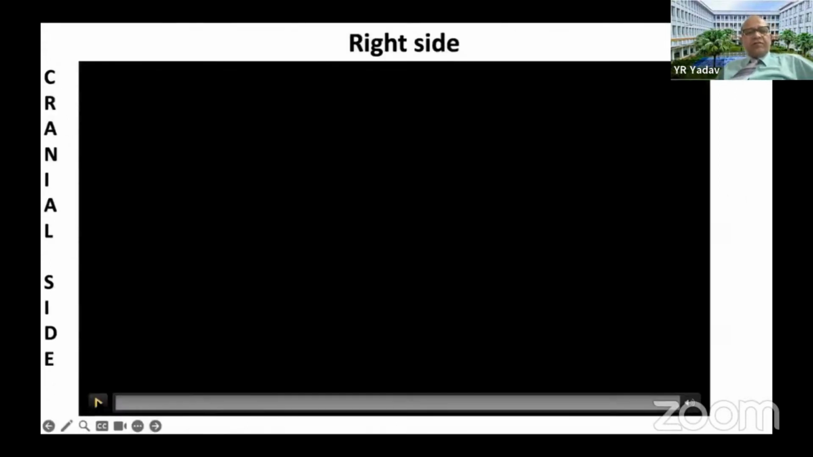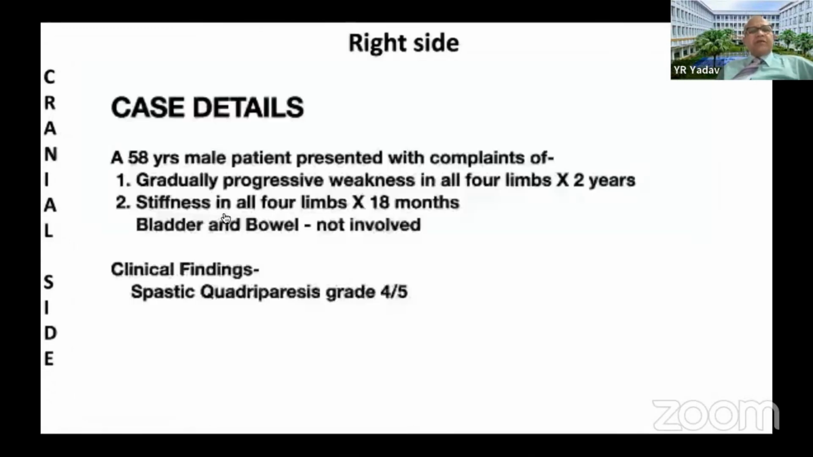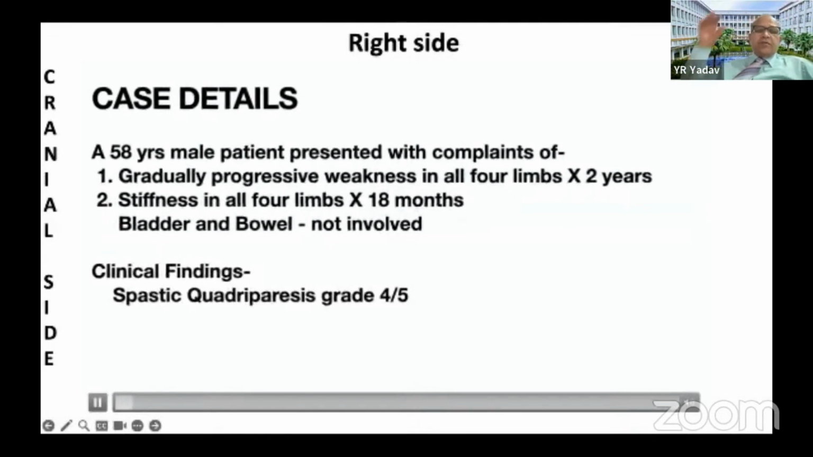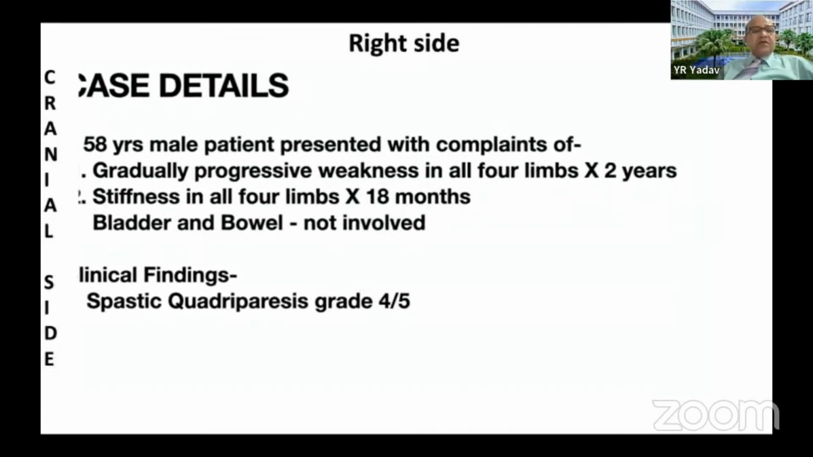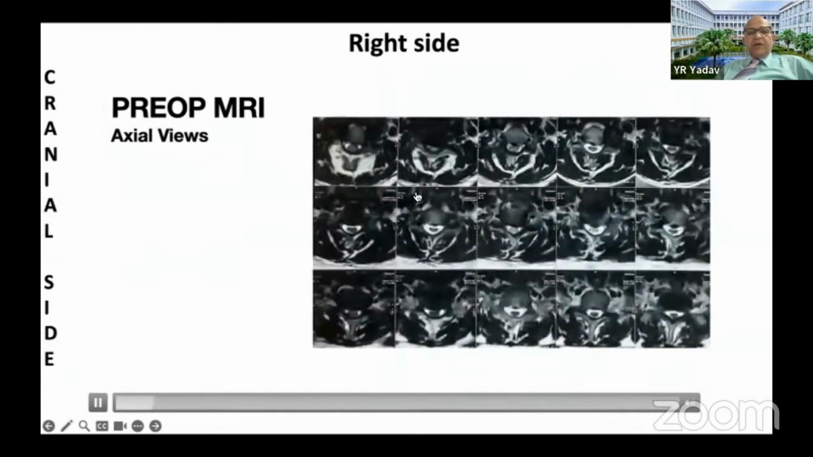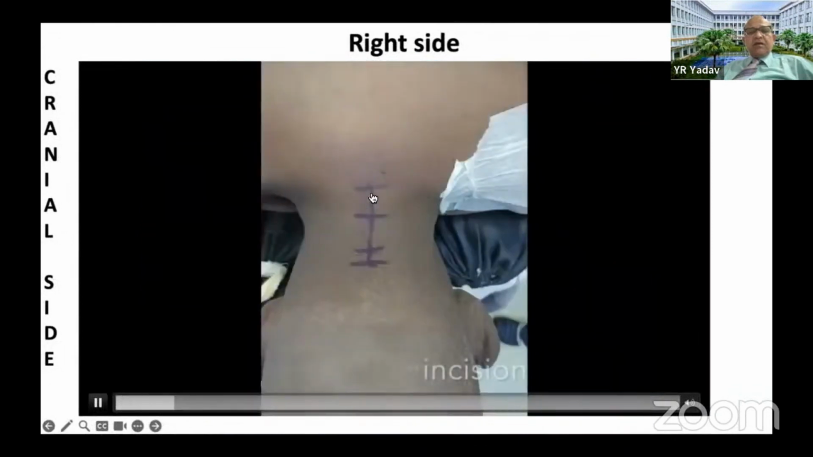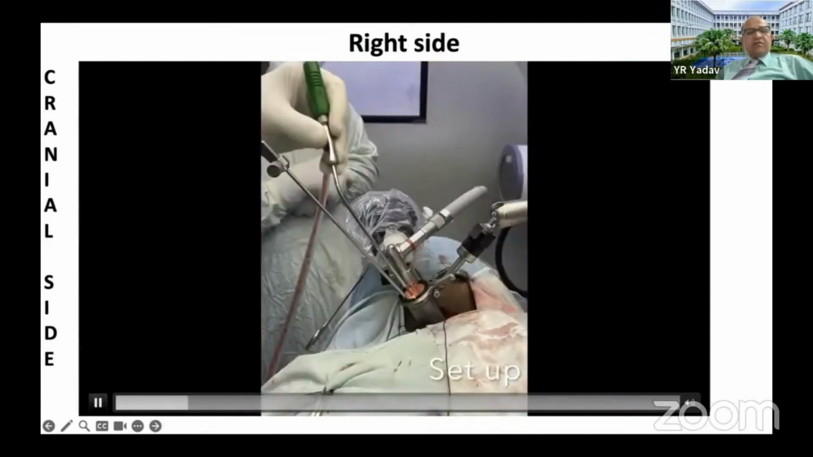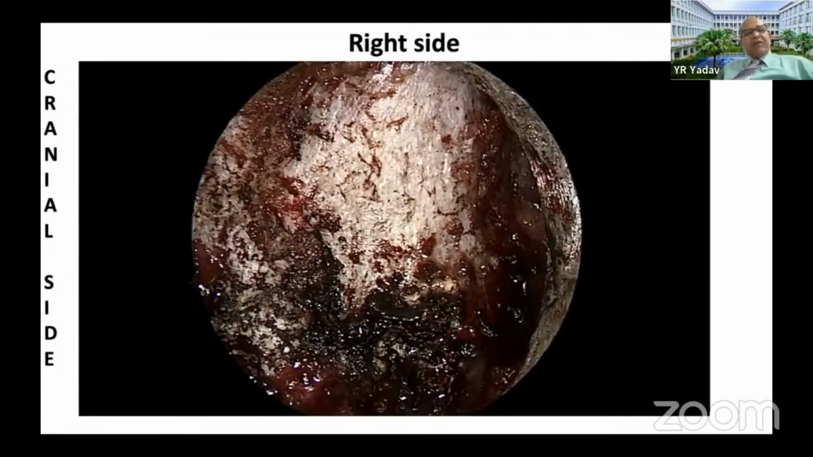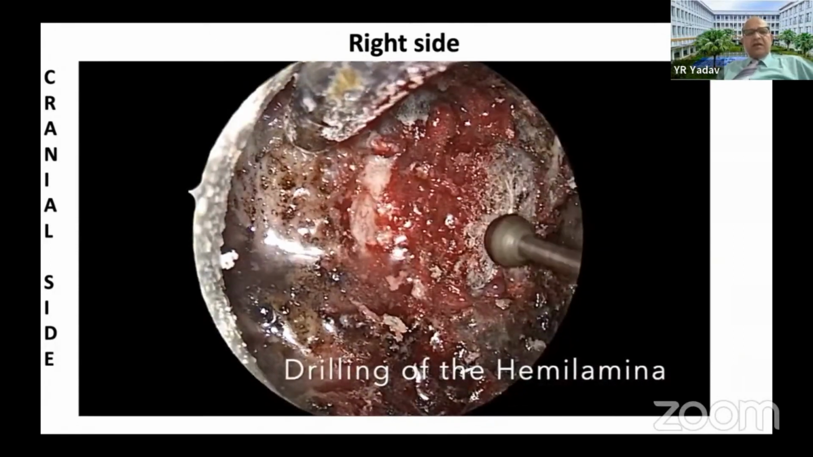This is a short video of a patient, 58 years, gradually progressing quadriparesis, C3 to C6 level compression, preoperative MRI, significant patient positioning, and the level is marked, then skin incision. This was a 5-level decompression, so obviously the incision was a little larger.